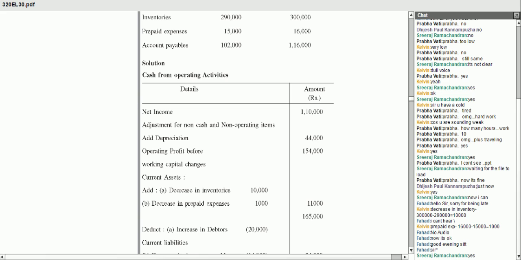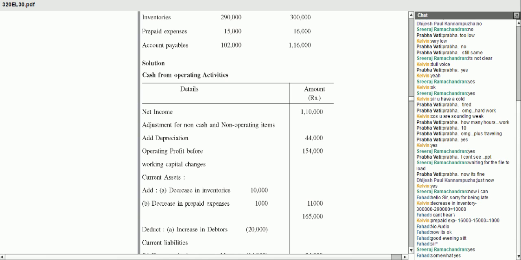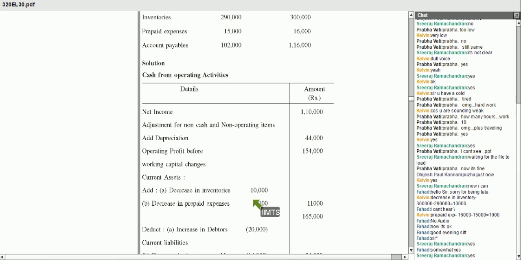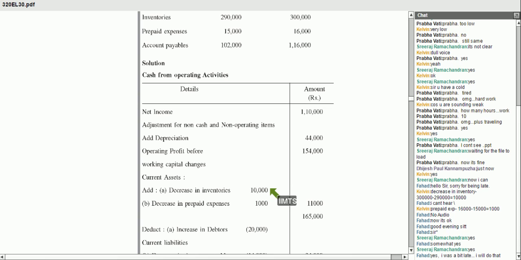Clear? Somewhat, yes. You have to practice these types of problems. Only then can you achieve mastery in this. This is just the first problem that I have discussed. Okay.